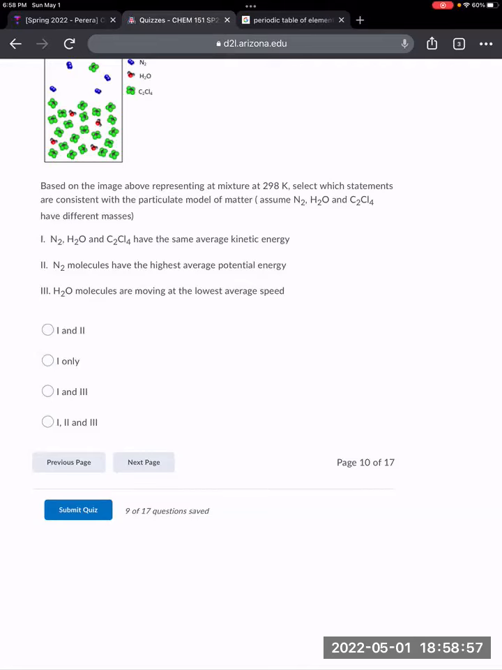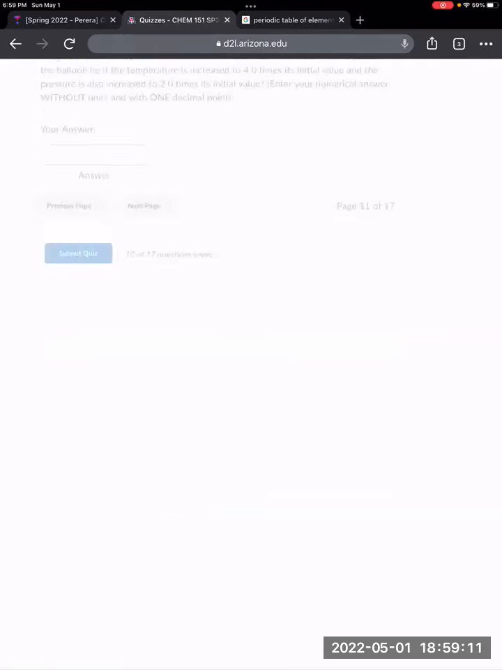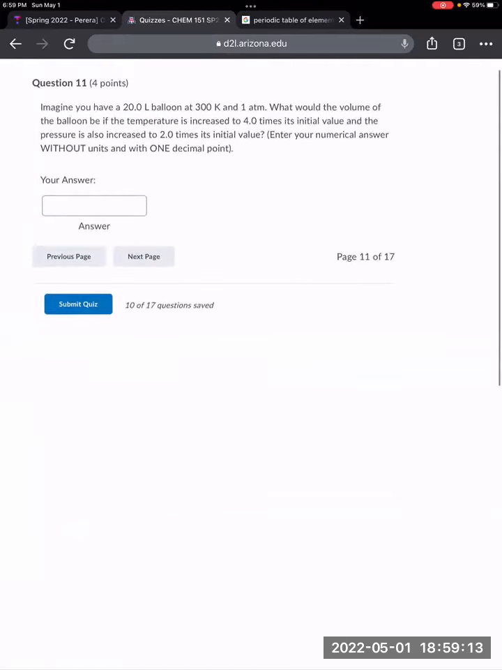Anyway, so option 3 is incorrect. Options 1 and 2 are correct. I would select option A. Lowest average speed must be in C2Cl4, not H2O. All right, moving on. Here's a numerical question.